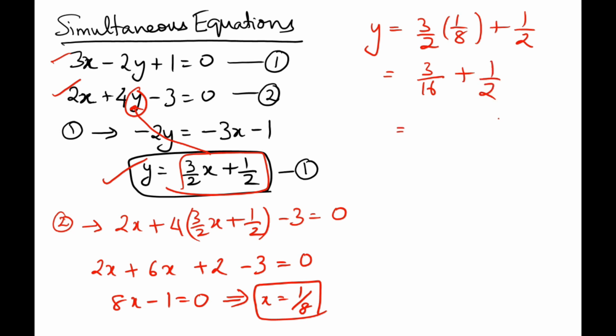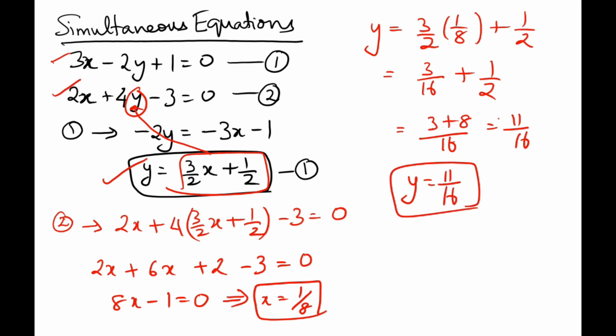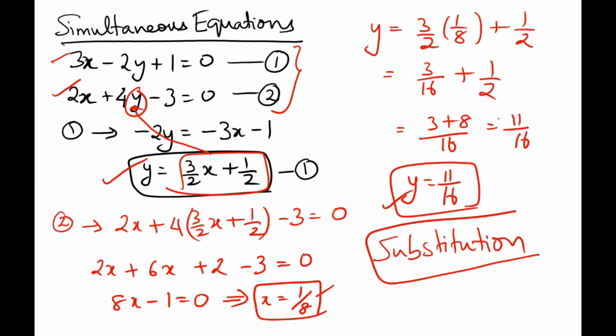and this becomes 3 plus 8 over 16, which is 11 over 16, and the y value is 11 over 16 in this case. So x equal to 1 over 8 and y equal to 11 over 16 is the solution for these two simultaneous equations. And now you know how to solve simultaneous equations using the method called the substitution method. So this is the method we have done now. In the next video, you will be taken to a method called the elimination method.